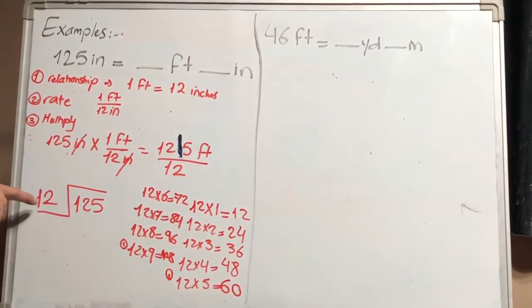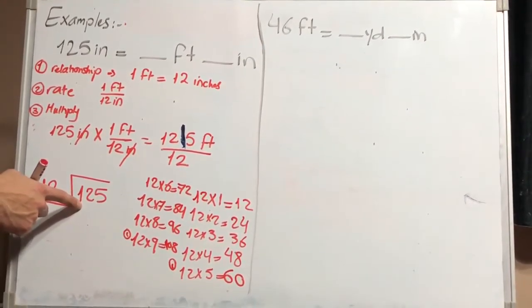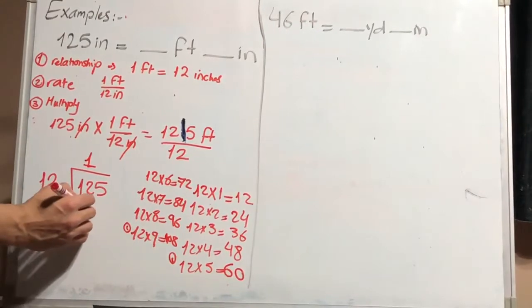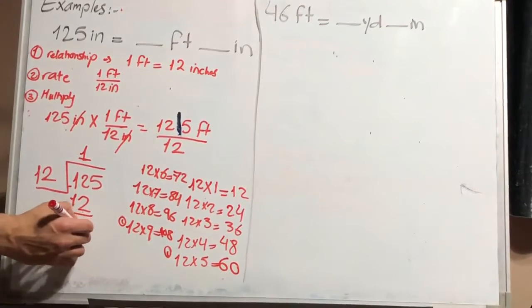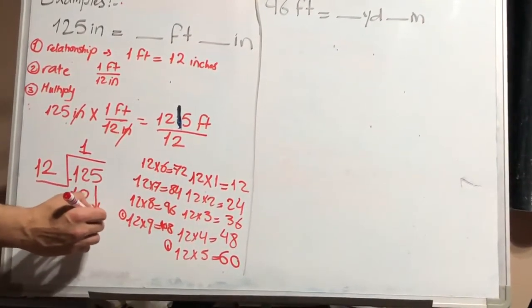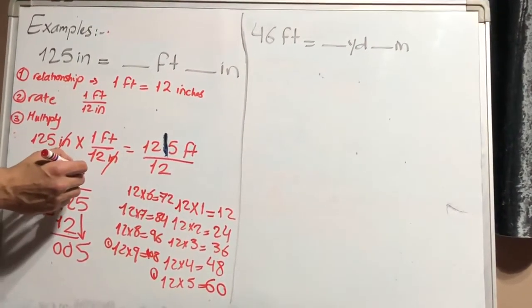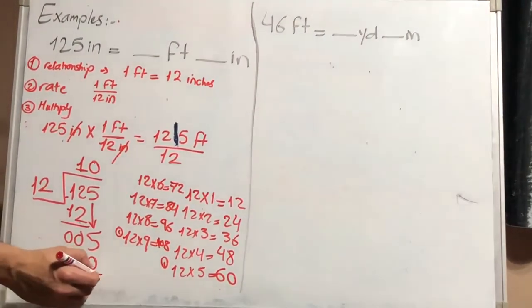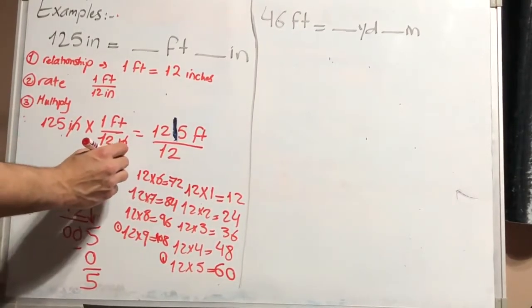Okay, now we can solve. Can 12 fit inside 1? No, it cannot. Can 12 fit inside the 12? Yes, it can. How many times? 1 time. What's 1 multiplied by 12? It's 12. Subtract them from each other, we get a 0 and a 0. And we bring down the 5. Now we try again. Can 12 fit inside the 5? No, it cannot. So I'm going to put a 0 here and a 0 here. What's 5 minus 0? It's still 5. So my answer is 10 and remainder 5.